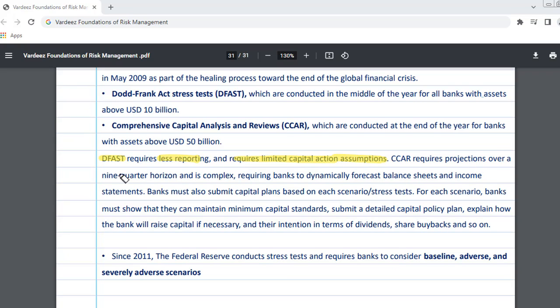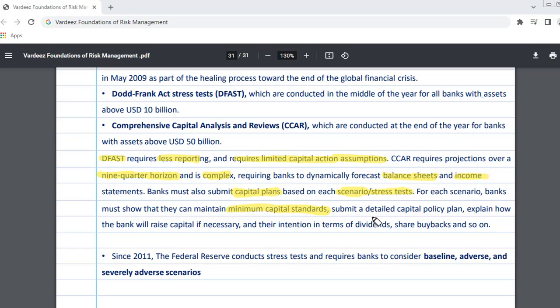CCAR requires projection over a 9-quarter horizon, and it is quite complex. It also requires banks to dynamically forecast their balance sheet and income statement items. So you have to forecast your balance sheet and income statement items for a 9-quarter horizon. So it's quite complex, and banks should also submit the capital plans based on each of the scenarios or the stress tests they will do. Whatever stress test or scenario analysis they will perform, they will have to submit the capital planning based on these things. And for each scenario, banks must show that they can maintain minimum capital standards.